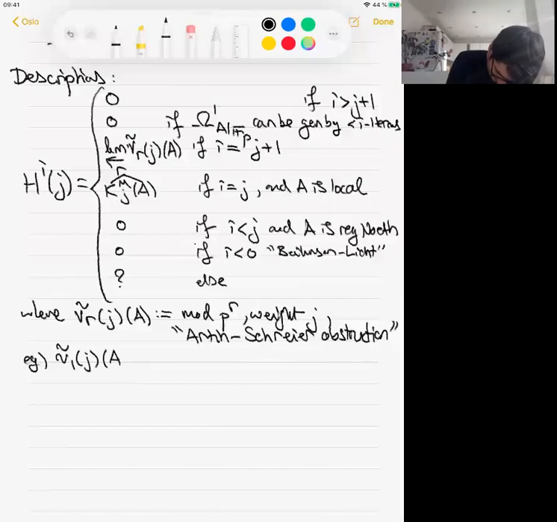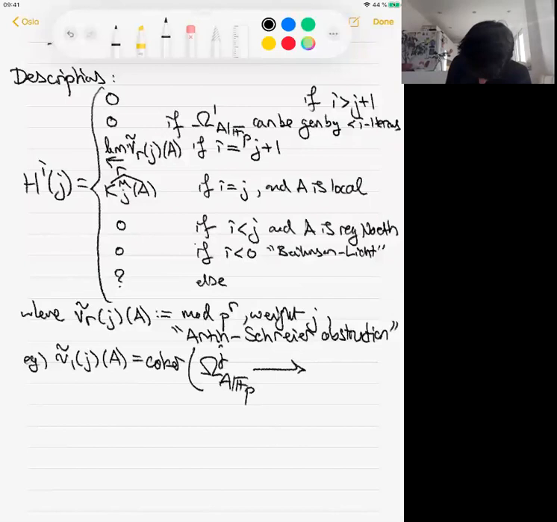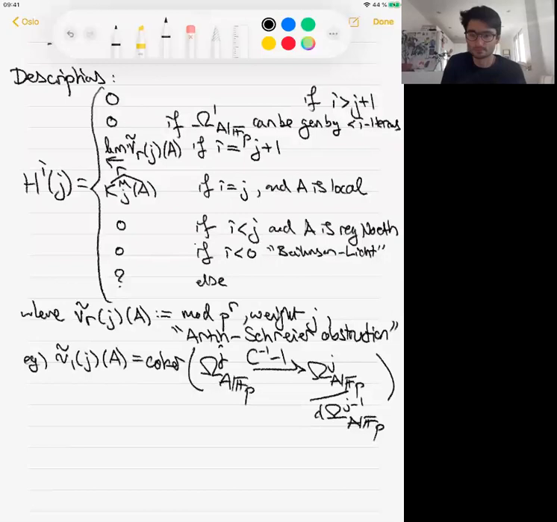So I look at differential forms of A over FP. Oops, sorry, this should be weight J differential forms. I take weight J differential forms of A over FP. I mod it out by the d omega j minus 1, and I have a standard map, which is Cartier inverse minus 1. So for example, in the weight zero case, I would just get a modulo the group a to the p minus a.